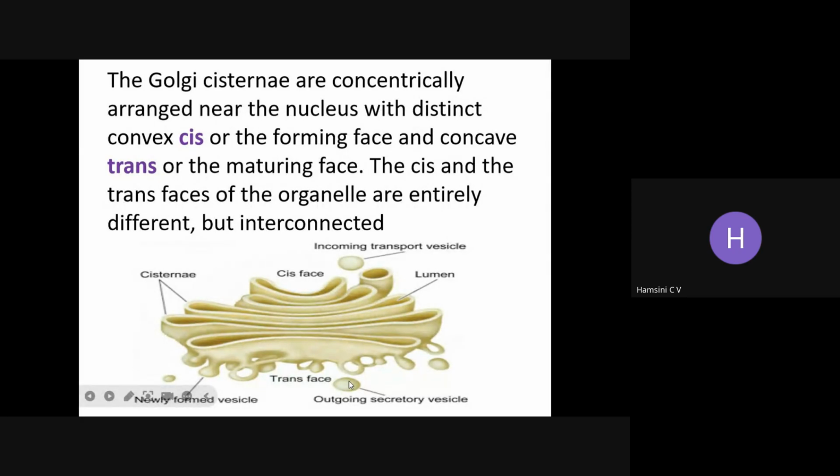So what is the function of Golgi? It helps in modification, transport and packaging. Modification, packing and transport. That is the main function of Golgi.